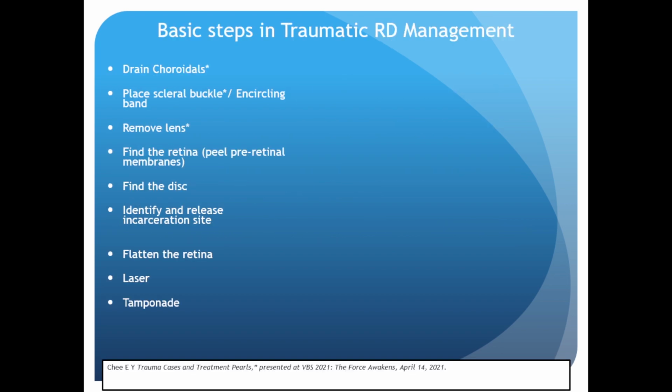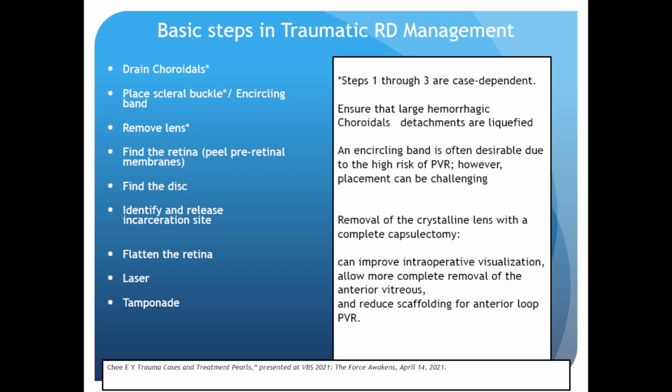So in a nutshell, basic steps in traumatic retinal detachment. If the patient is having choroidals, we should drain the choroidals. If it permits, we can go for a scleral buckle or encircling buckle. We can remove the lens depending upon the case. Just find the retina, peel retinal membranes, find the disc, identify and release the incarceration sites, flatten the retina, laser and tamponade. In any of your cases, do you think a belt buckle is necessary?